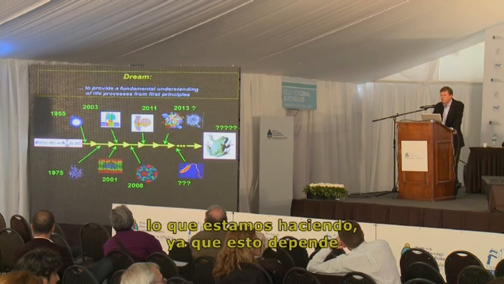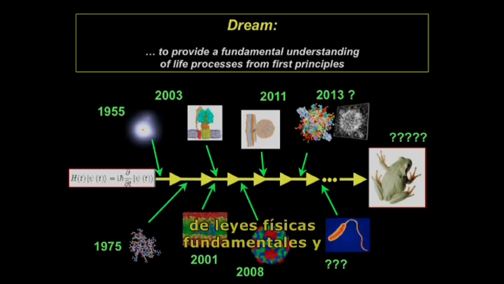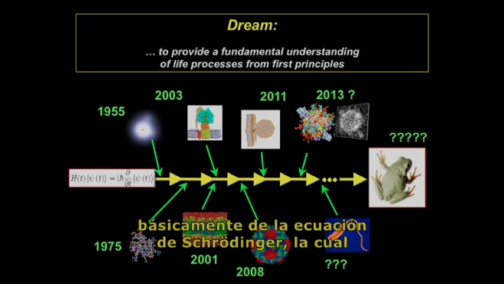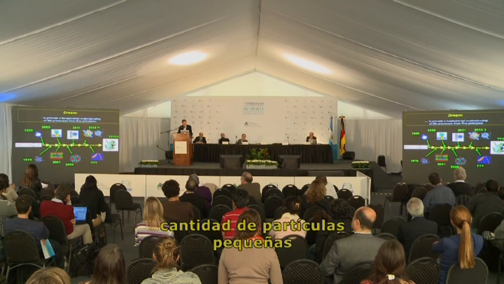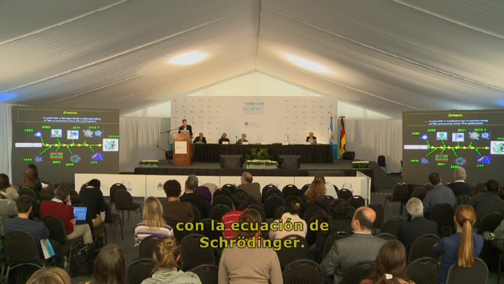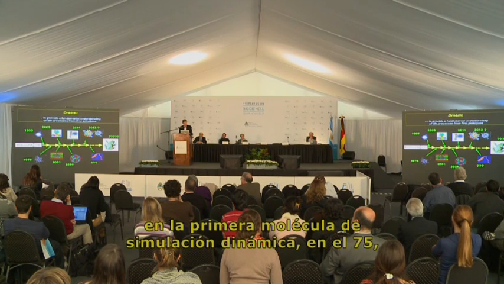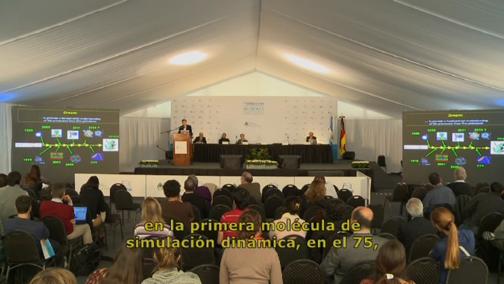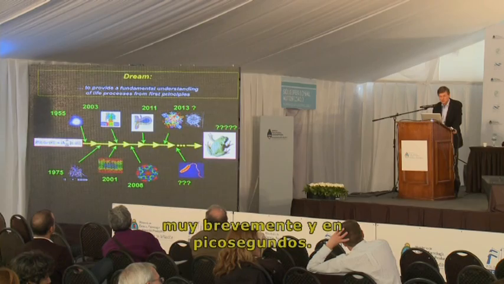Now, to wrap up things, I should probably look a little back into the 50s and re-emphasize that what we are doing relies on fundamental physical laws and basically on the Schrödinger equation shown here on the left side. And in the 50s, we were able to calculate the structure and certain properties of small molecules, like a water molecule, shown here, from the Schrödinger equation. And with a number of approximation steps, in the first molecular dynamics simulation, in '75, we were able to look at very short picosecond dynamics of proteins.